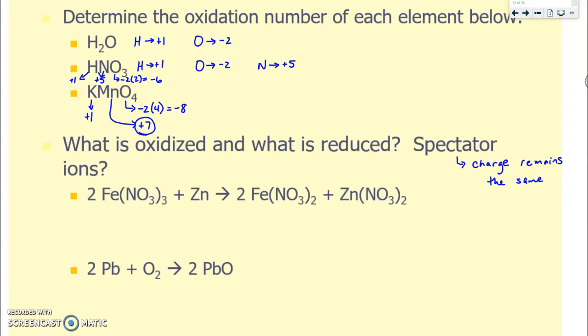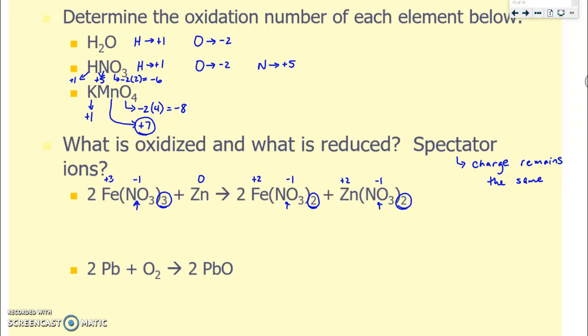So iron in this first example, okay, we have to look at our NO3. NO3 has a -1 charge. I have 3 of them, so iron has to be +3. Zinc is by itself, so it has an oxidation of 0. On the other side, NO3 again is -1. Because of this 2, iron is +2. And again here, NO3 is -1. And because of this 2, zinc must be +2.